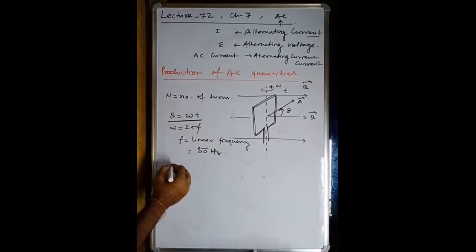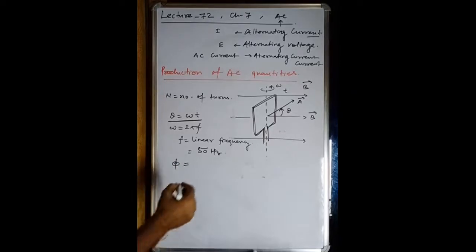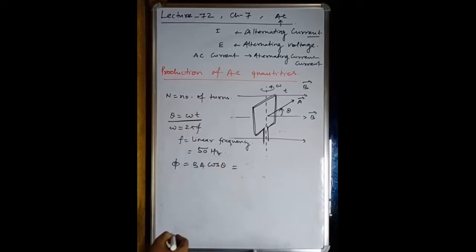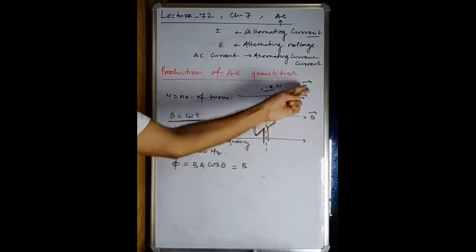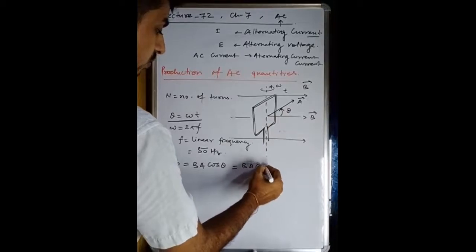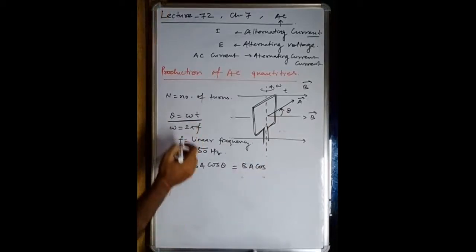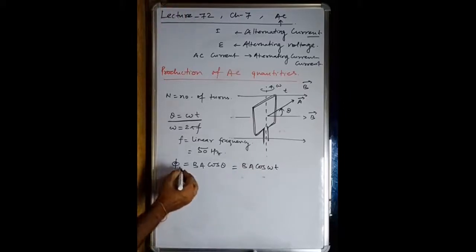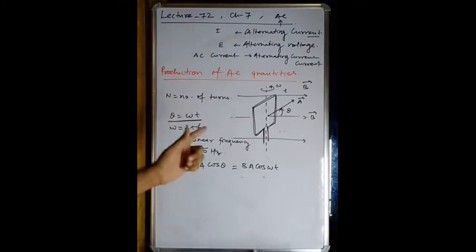Now, the flux, we know, is B A cos theta. And here B is the uniform magnetic field in which this coil is kept, it is the magnitude B. The area vector is A, and cosine theta for any time t, the instantaneous value, will give you omega t. Remember, this flux is not the constant or the maximum or the minimum, but this is the instantaneous flux at any time t seconds.